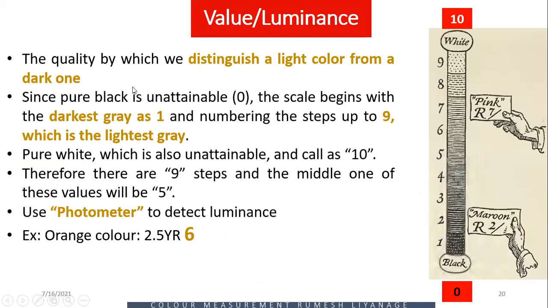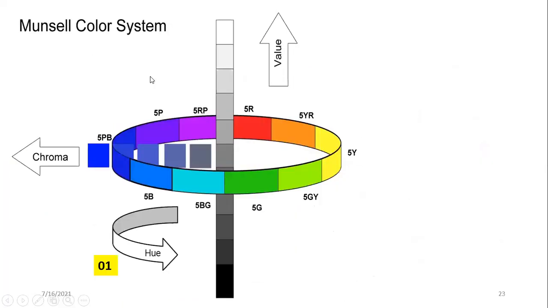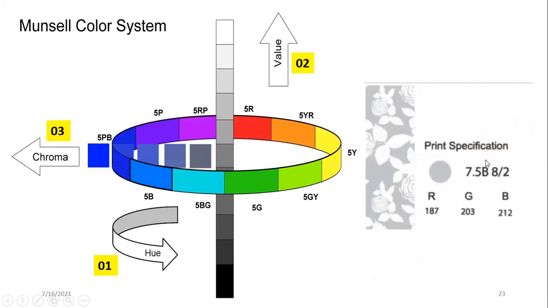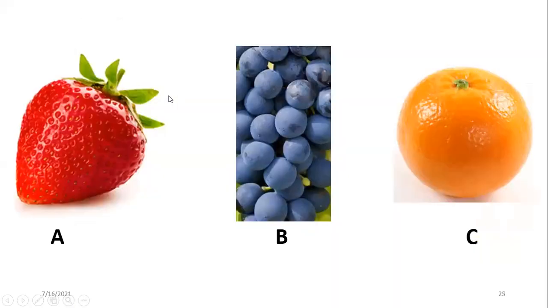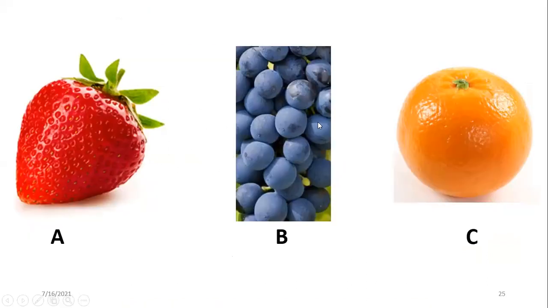How many colors we have in a similar hue, and what is luminance, what is chroma, all these things we discussed. And here you can see an example for a color. This color, how to write? You know how to write it now by using this Munsell color chart. Okay. Then we discuss some examples. Now you can write the color of these three food items.